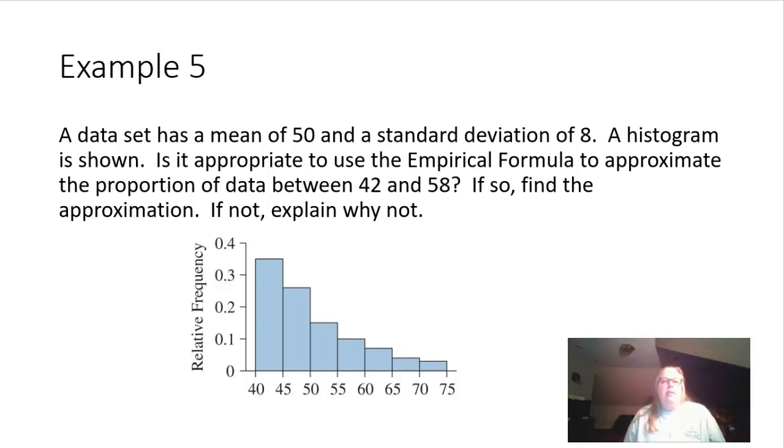Example 5, a data set has a mean of 50 and a standard deviation of 8. A histogram is shown. Is it appropriate to use the empirical formula to approximate the proportion of data between 42 and 58? If so, find the approximation. If not, explain why not. All right, let's again put those midpoints in there for each of these. Now remember, approximately symmetric is going to draw something that looks like this right here. Let's connect these midpoints here.